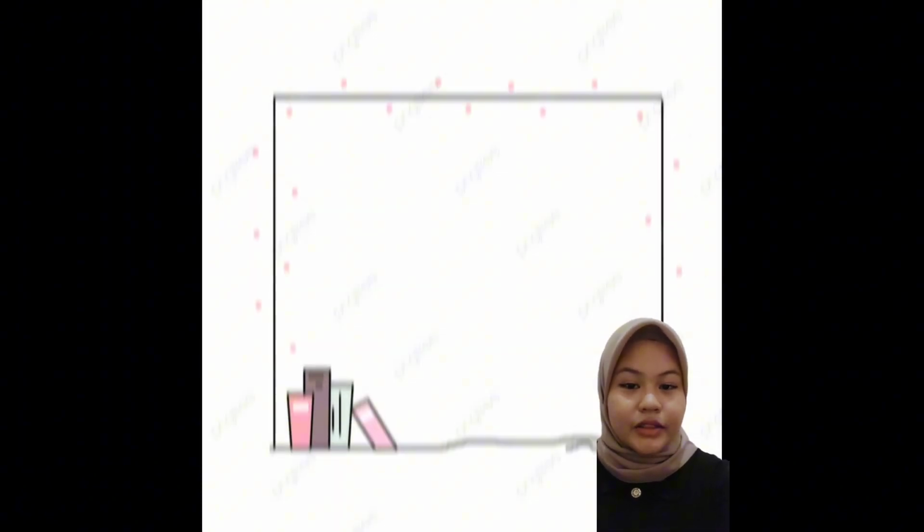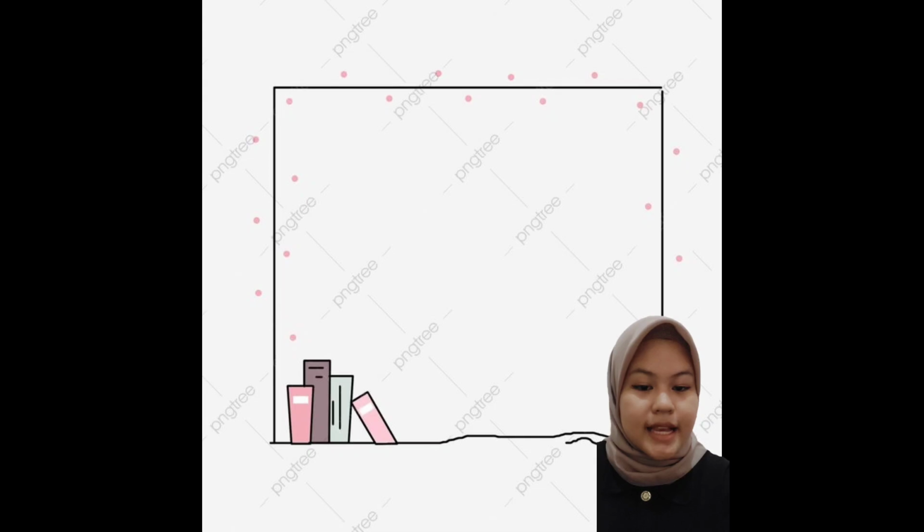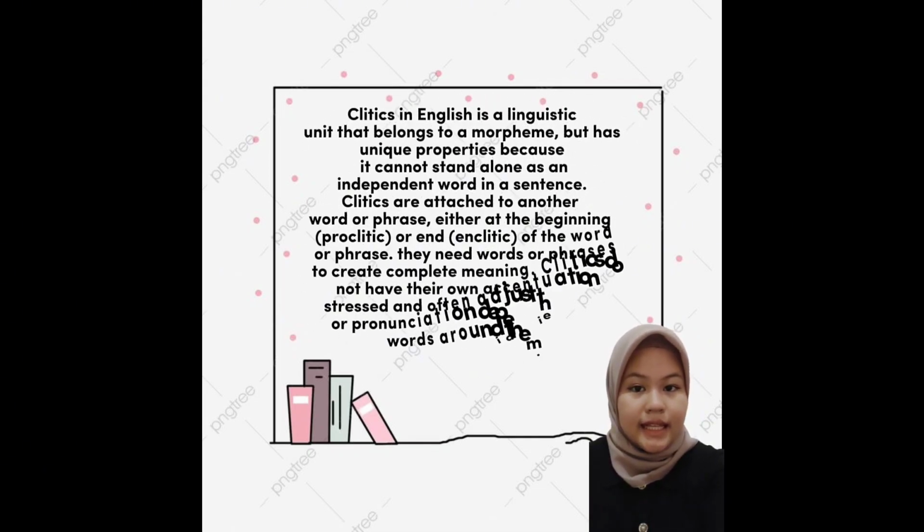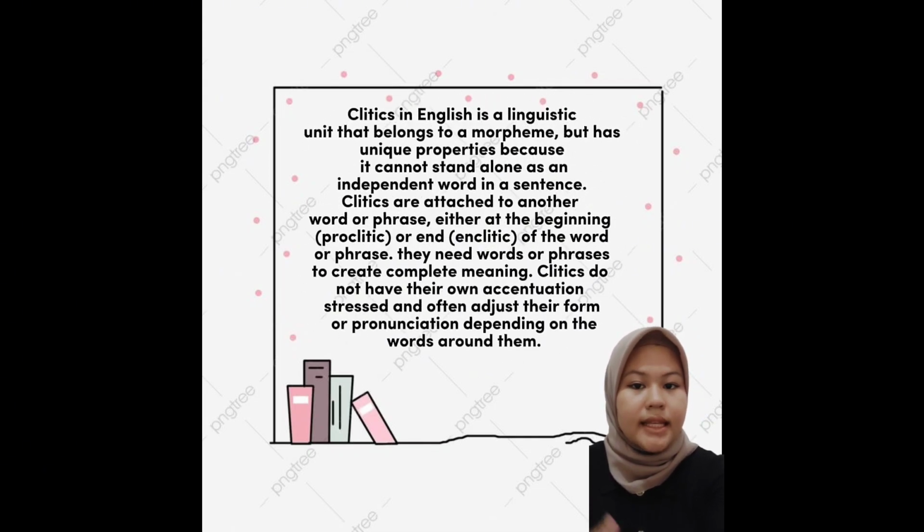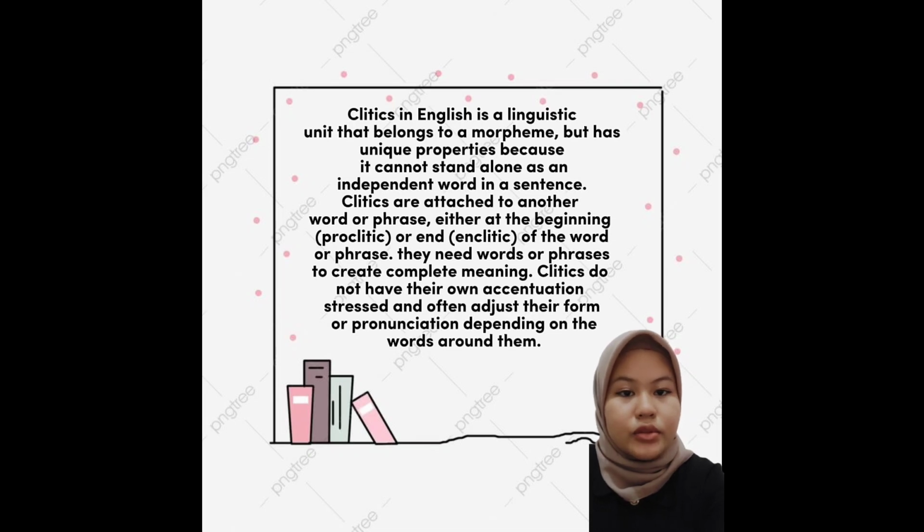Okay, we are going to the definition of clitics. Clitics in English is a linguistic unit that belongs to a morpheme but has unique properties because it cannot stand alone as an independent word in a sentence. Clitics are attached to another word or phrase either at the beginning, proclitic, or the end, enclitic, of the word or phrase. They need a word or phrase to create complete meaning.